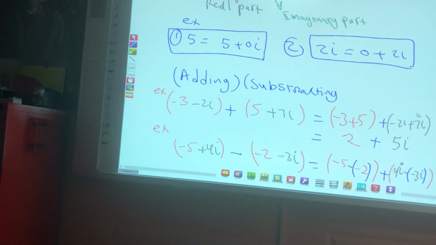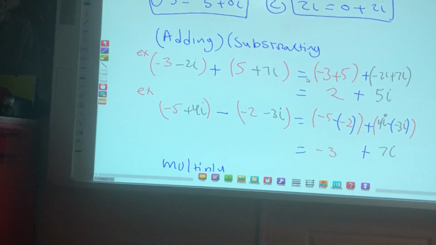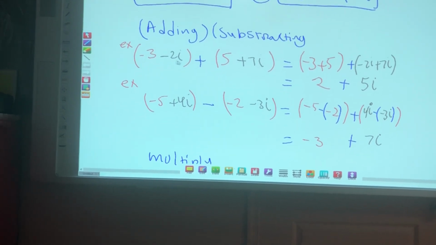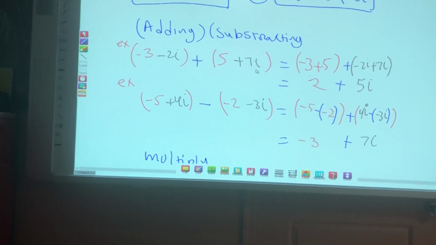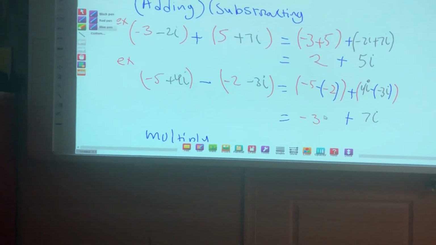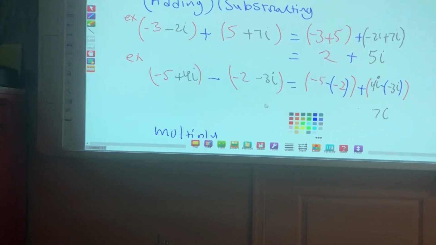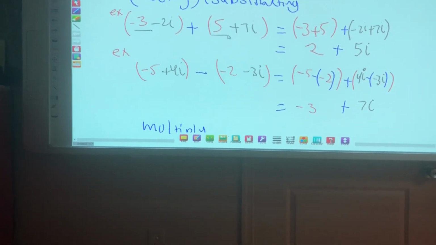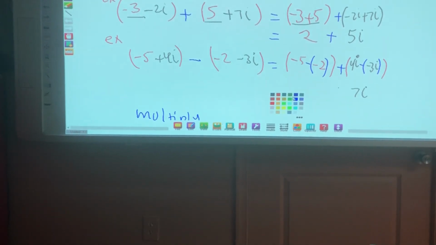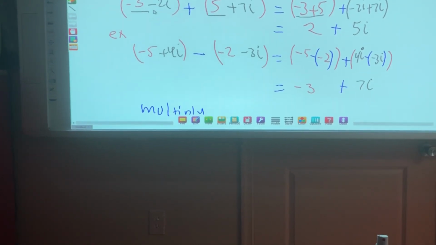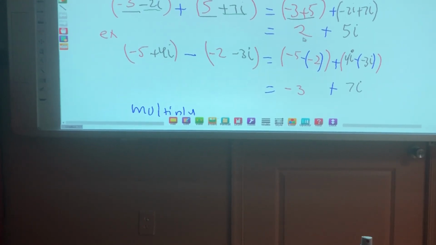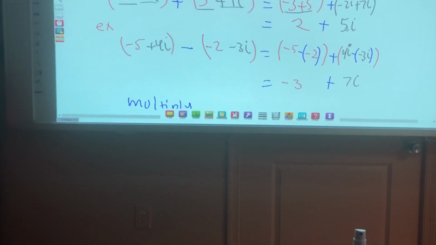Let us see what we can do now with this group of numbers. Let us start with adding and subtracting. The first example: (-3 - 2i) + (5 + 7i). What I did here, I add the real to the real number, -3 and 5. Also, you add the imaginary numbers to the imaginary numbers, -2i plus 7i. If you add -3 plus 5 is 2, -2i plus 7i is 5i.